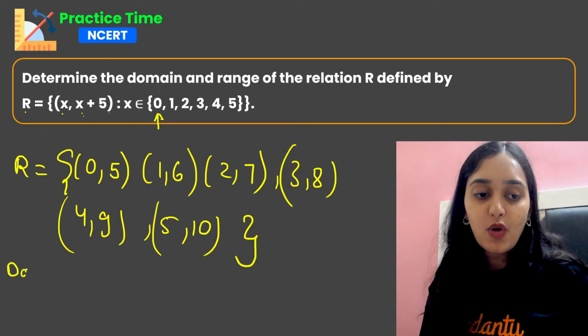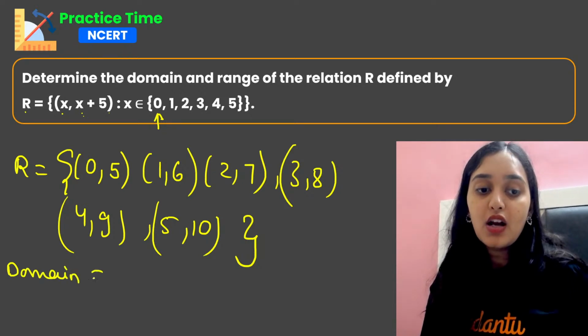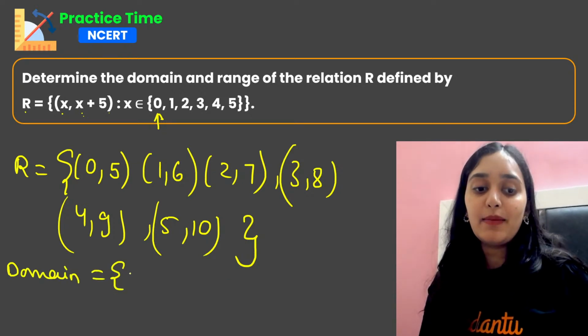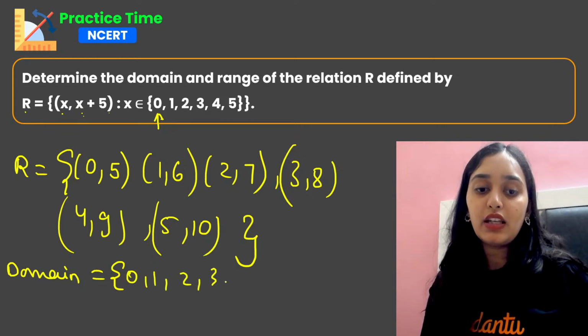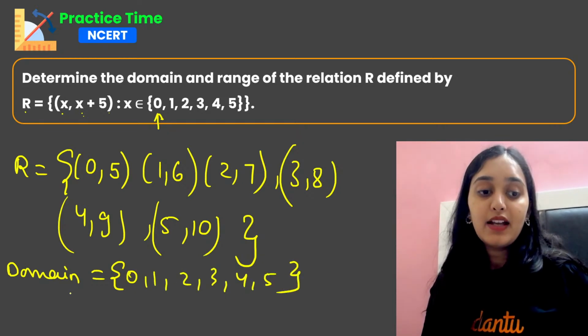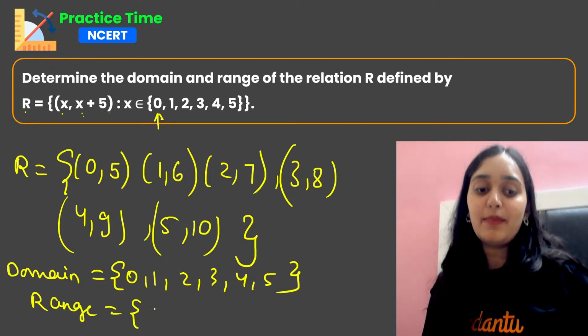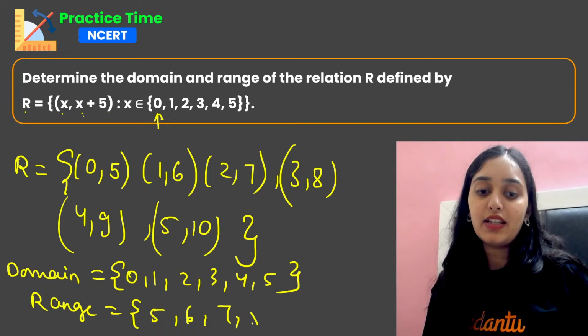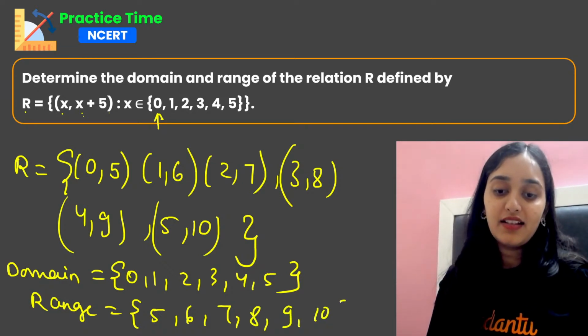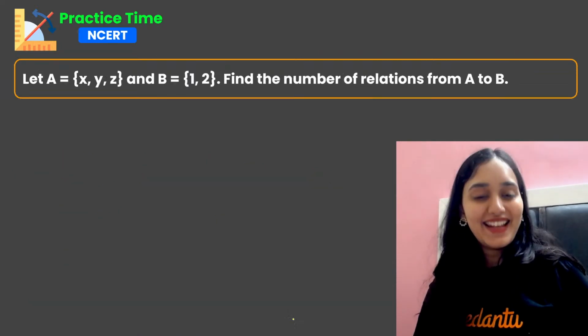Now they are asking what is the domain of this relation. Domain is basically all the first elements. So 0, 1, 2, 3, 4, 5. And what is range? Range is basically all the second elements. 5, 6, 7, 8, 9, 10. That is the range of the relation.